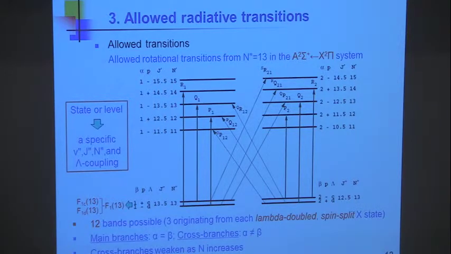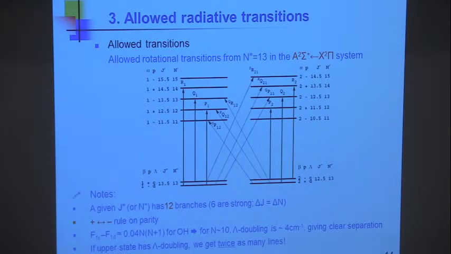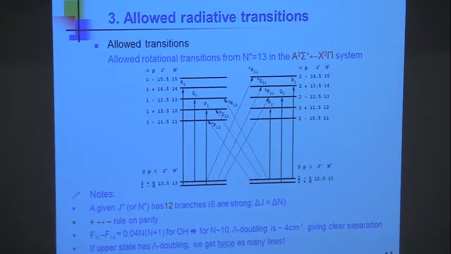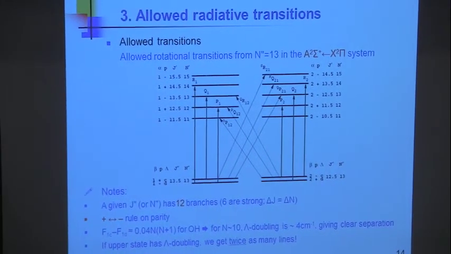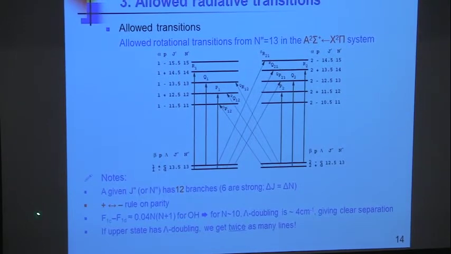Double spin split state. Maybe I was just trying to add some more text down here. How big are these splittings? If you look at the equations, you can see what the differences are in wave numbers. Oh, here's the case. For N of 10, the lambda doubling turns out to be about 4 wave numbers. That's a big number. You can easily see 4 wave numbers.